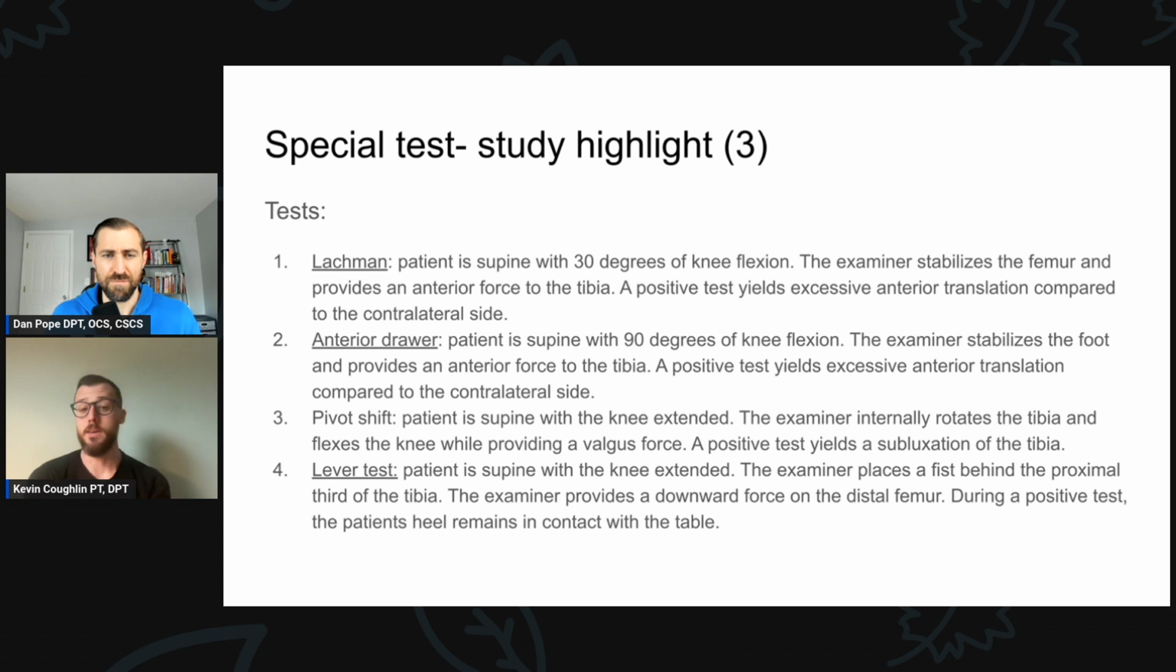And then the pivot shift test. In this test the patient is supine with their knee extended. The examiner will internally rotate the tibia, and then they flex the knee while providing a valgus force. A positive test will yield a subluxation of the tibia. Sounds terrible. And when you watch videos of it, especially under anesthesia, it can be kind of gross to look at. But we're getting some stress on the ACL there, and if it's not doing its job, we see that excessive movement. So those are the 4 standard tests that we'll see and talk about.